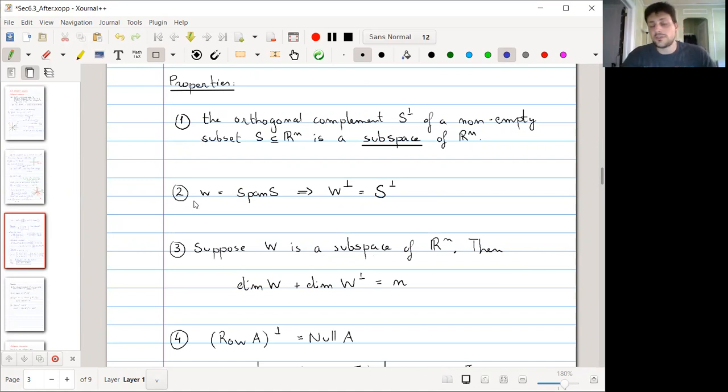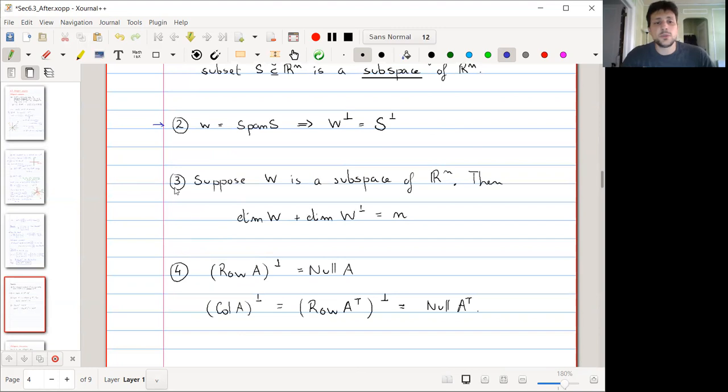This second property is something that we've actually already used. If I want to look at the orthogonal complement of the span of a set, I can just compute the orthogonal complement to that set. So when we wrote W is the span of maybe a couple vectors, all we did to compute W perp was to compute the perp to those two vectors. And this property tells us that we can, in fact, do that.